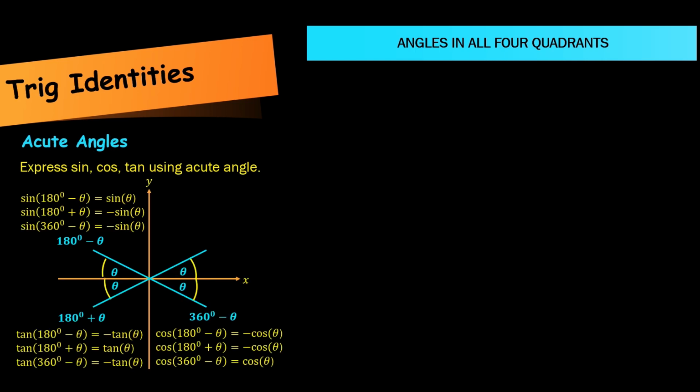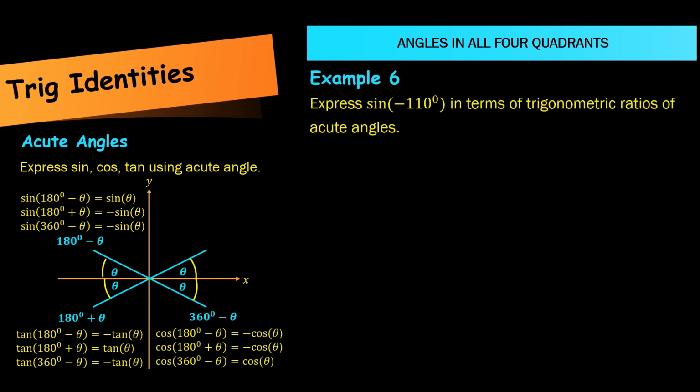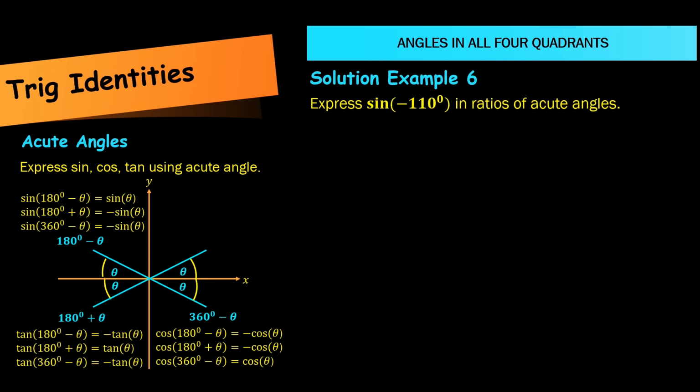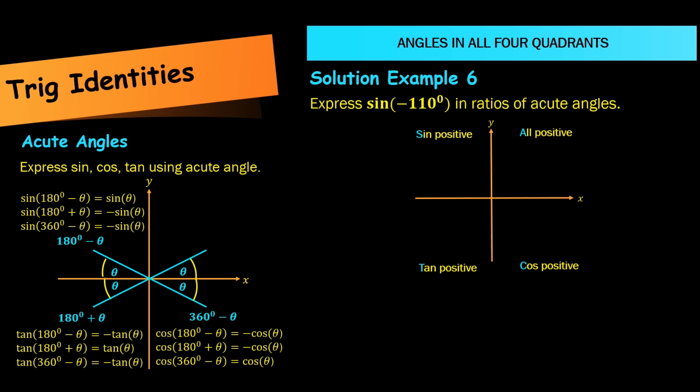Let's now take a look at an example using these laws. Pause the video and have a go. Press play when you're ready to view the solutions. So let's solve this. We are required to express sine minus 110 degrees in ratios of acute angles. Let's take a look at our cast diagram.